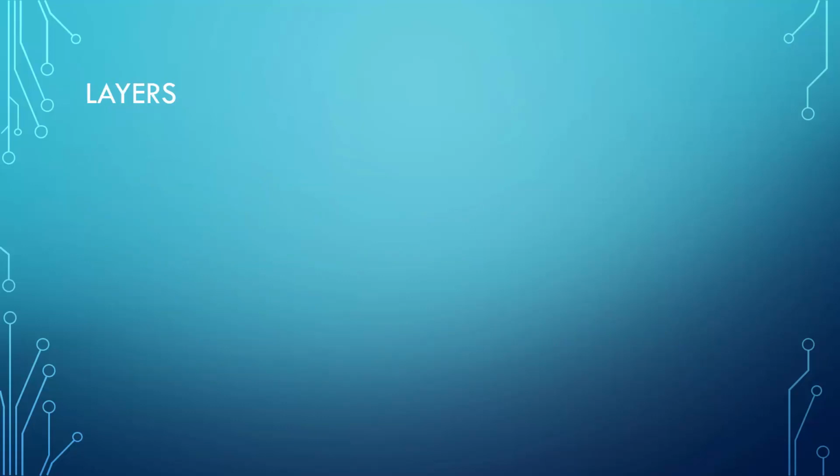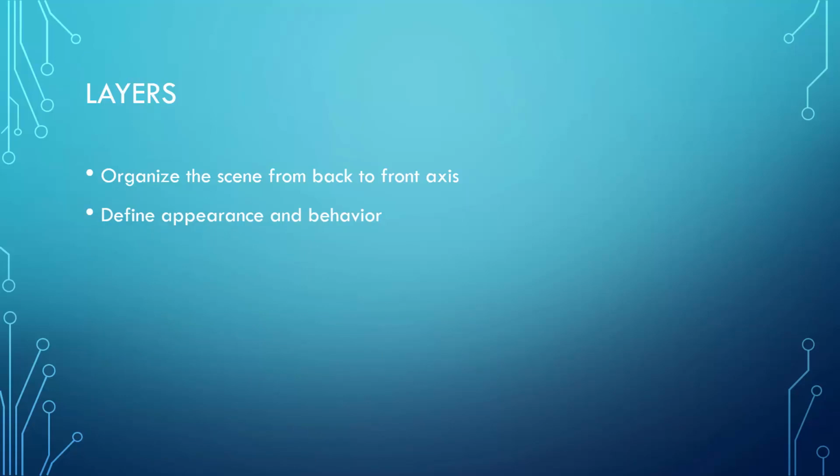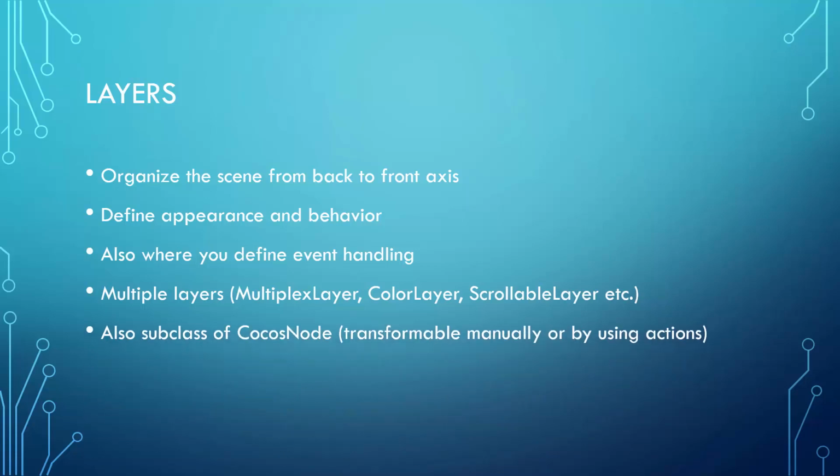So now let's go to layers. A layer organizes the scene along the back to front axis. It defines the appearance and the behavior of the application. The layer is also where you define the event handling. And you have multiple layers, just to name a few: multiplex layer, color layer, scrollable layer, etc. A layer is also a subclass of cocos node, which means it's transformable manually or by using actions.